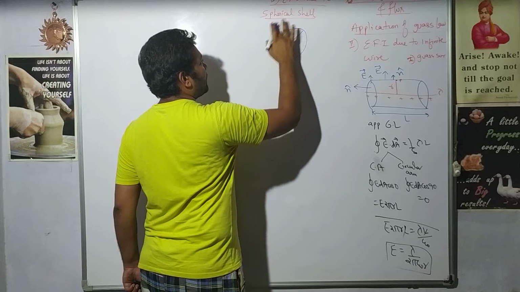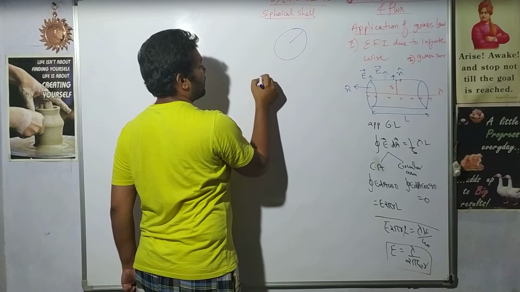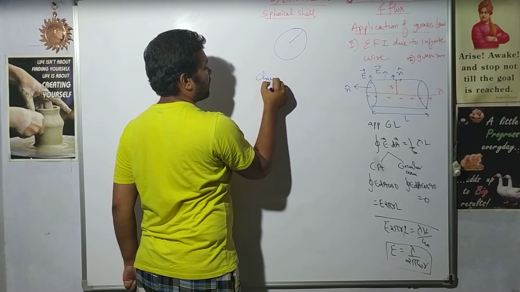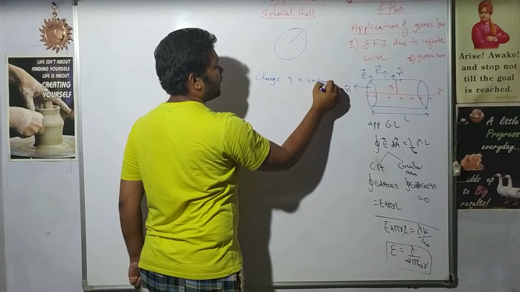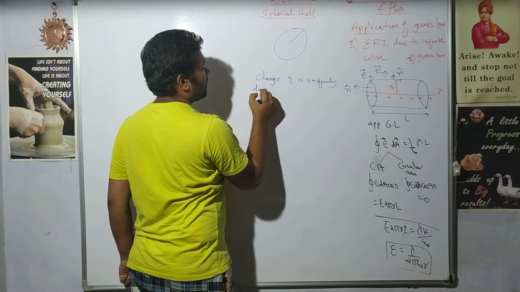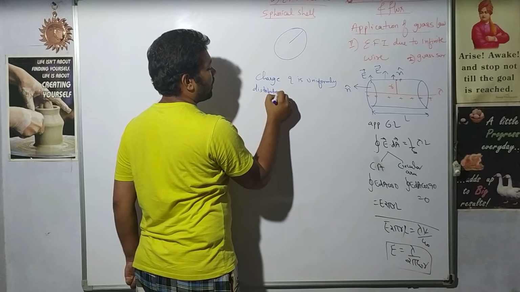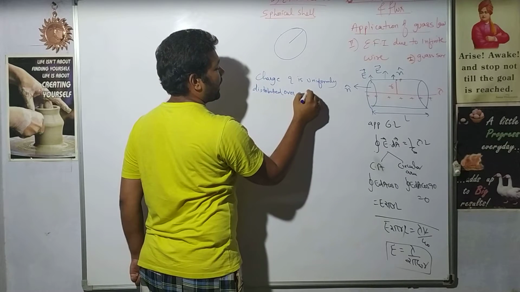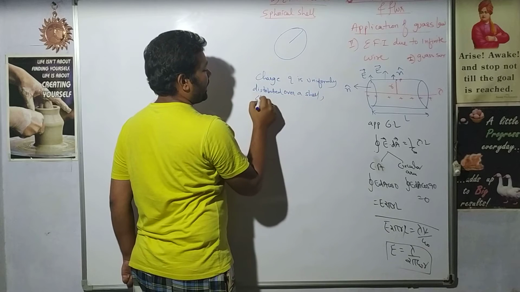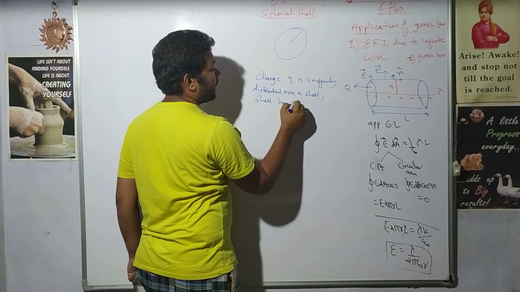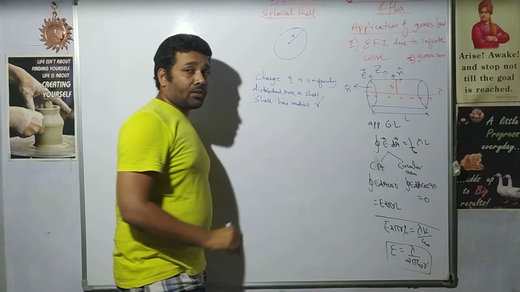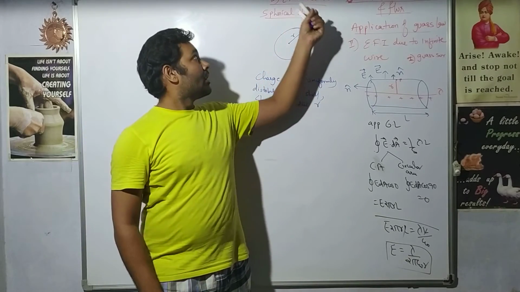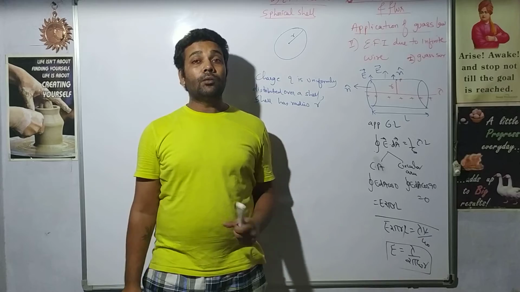I want to calculate, let me write all those things here. Charge Q is uniformly distributed over a shell, right? Shell has radius r. Whenever you write in the examination, the question will be something like this: what is the electric field intensity due to a spherical shell?